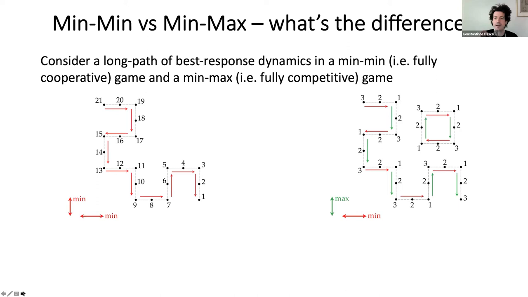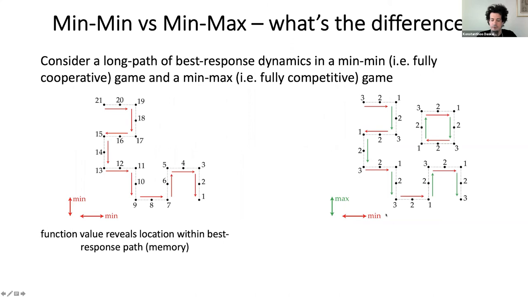So in my picture, moves along one axis are going to belong to one player and moves along the other axis are going to belong to the other player, okay? And here I'm showing you the objective function value along a best response dynamic path in a min-min game, and in a min-max game where the vertical axis belongs to the maximizing player and the horizontal axis belongs to the minimizing player.